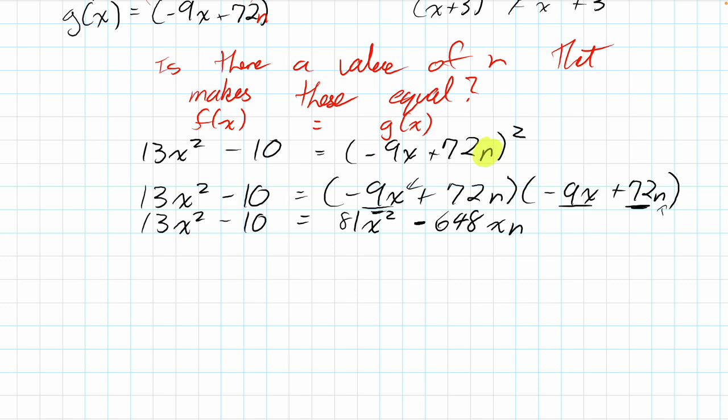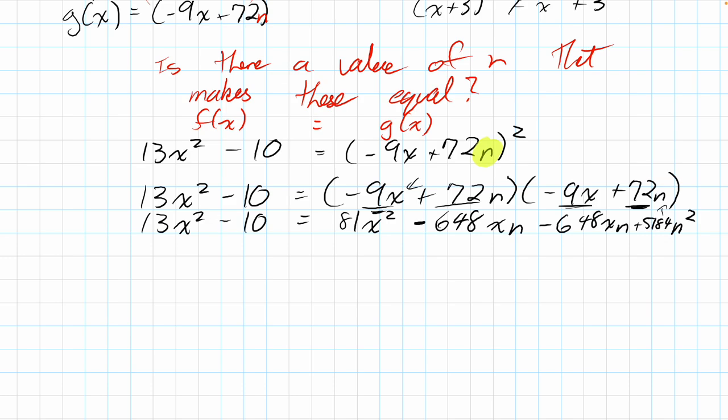Okay. And we have positive 72 times negative 9. That's going to be the exact same thing. So negative 648xn. And then we get 72 times 72. I don't know that one, but it's going to be n squared in the end there. 5,184. Nice. So positive 5,184.